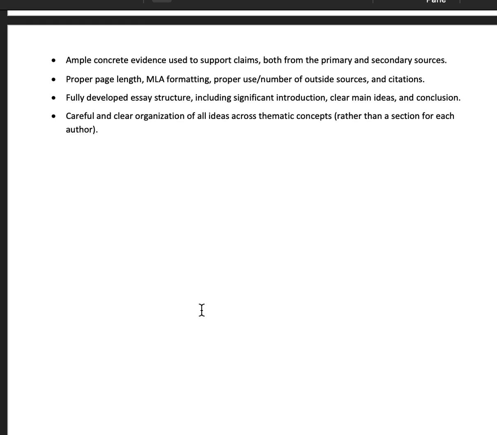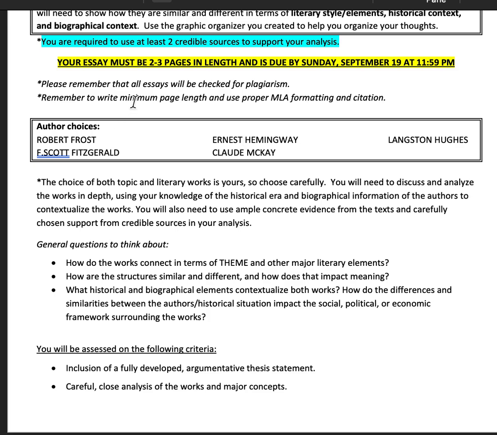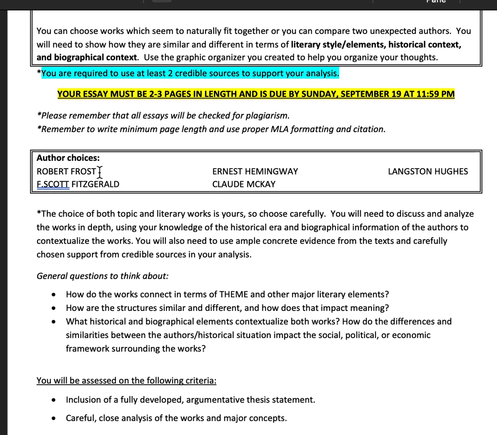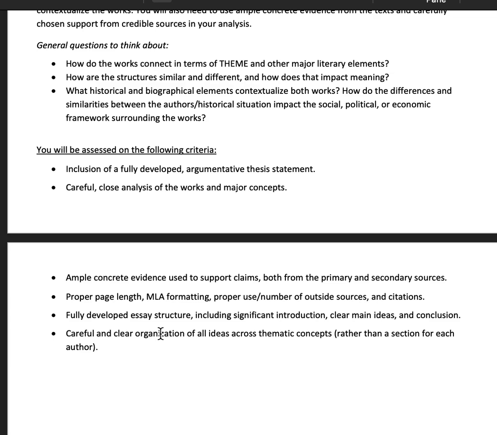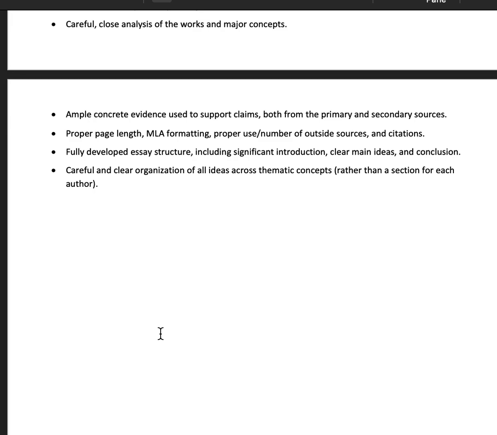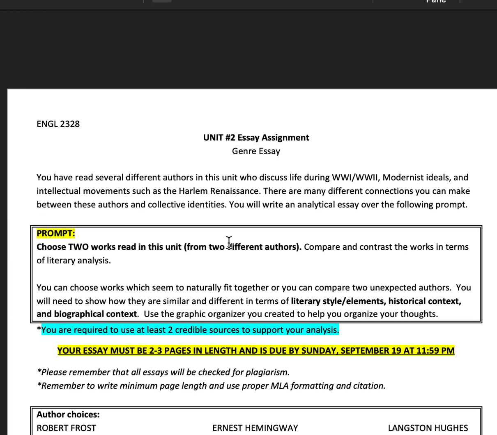Proper page length, MLA formatting, and number of source uses and citations. Because you're using outside sources, again, you should always cite in text and on a bibliography. So you should have a bib that includes at least 4 sources on it, the 2 outside sources and the 2 texts that you're analyzing. And whenever you're citing in text, you want to make sure you have good in-text citations. And like I said, a fully developed essay structure with an intro with a thesis claim, clear main ideas with lots of evidence to support, and a conclusion. And then good organization of your ideas across concepts rather than a section for each author.